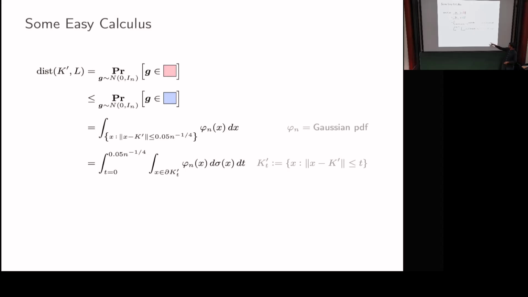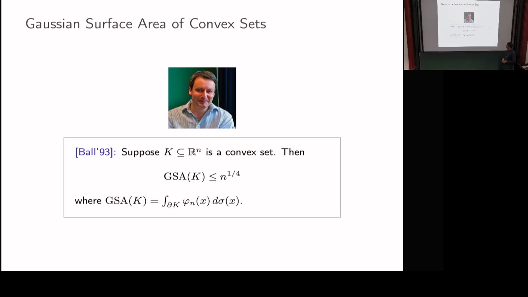And this second integral is a well-studied quantity in convex geometry. This is nothing but the Gaussian surface area of the set K prime sub t. And again, over here we look in the literature, and you can find a classic well-known result of Keith Ball, which tells you that the Gaussian surface area of convex sets in R^n is uniformly bounded by n to the 1/4. So this n to the 1/4 is why there was an n to the minus 1/4 in the previous slides.